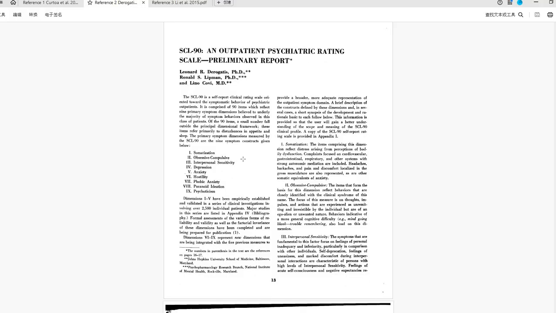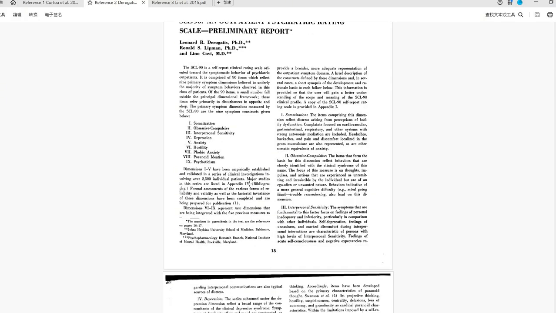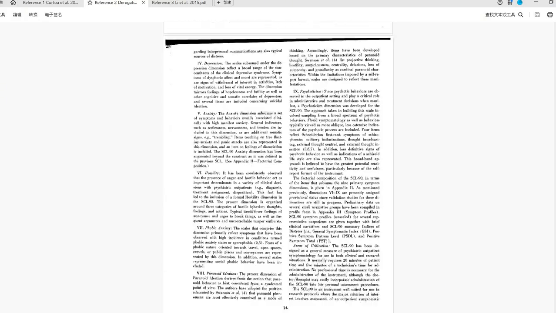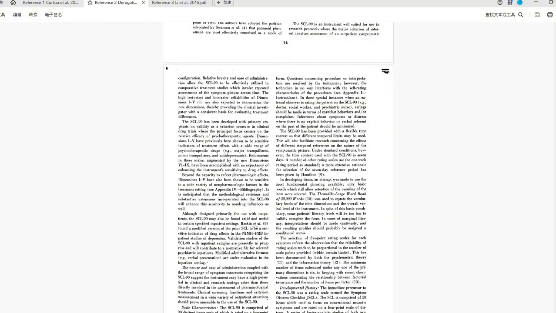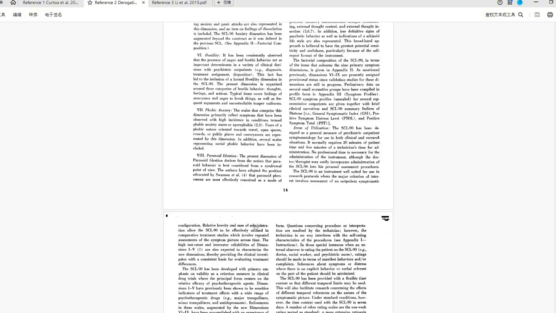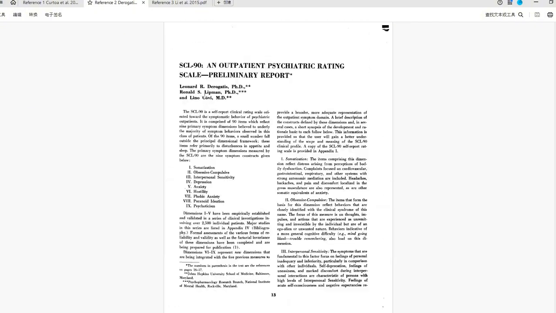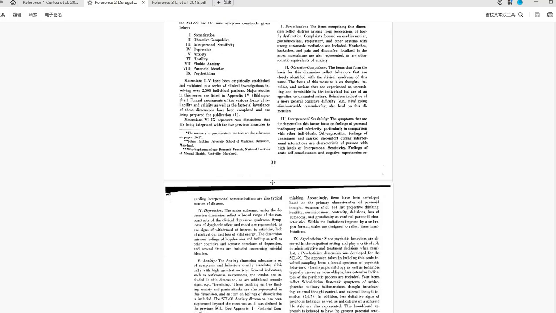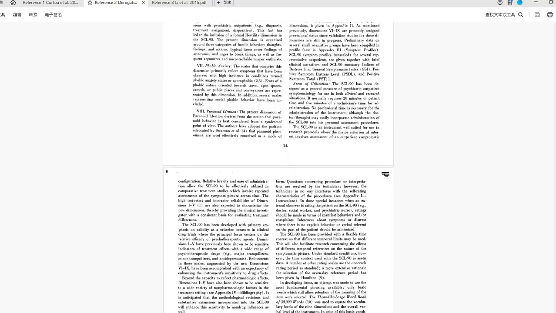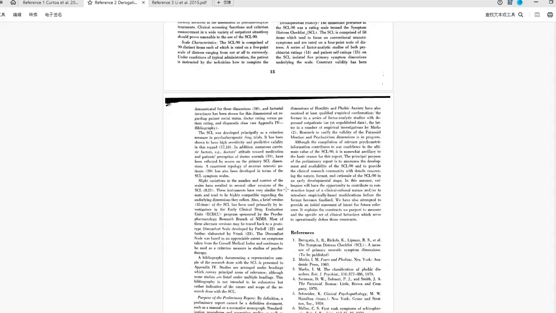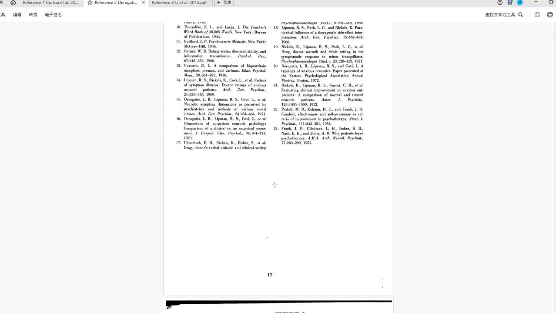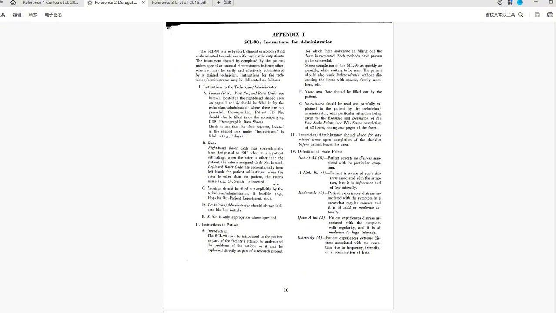This is an article where the questionnaire was first published in 1967, I believe. The author of the questionnaire, Dr. Derogatis, he explained how the questionnaire was developed, what it was supposed to measure, and how you're supposed to use it.